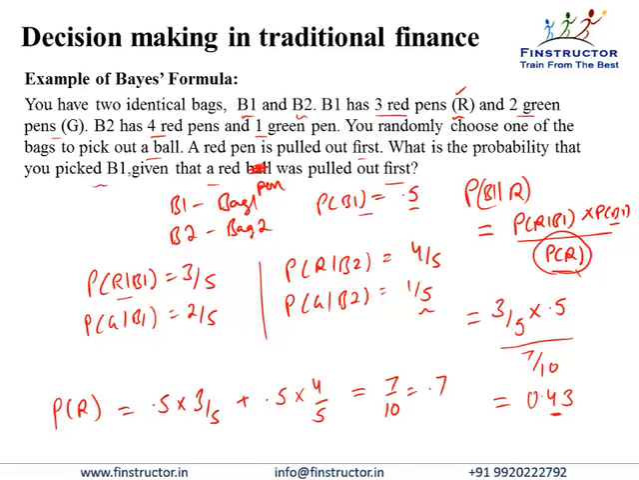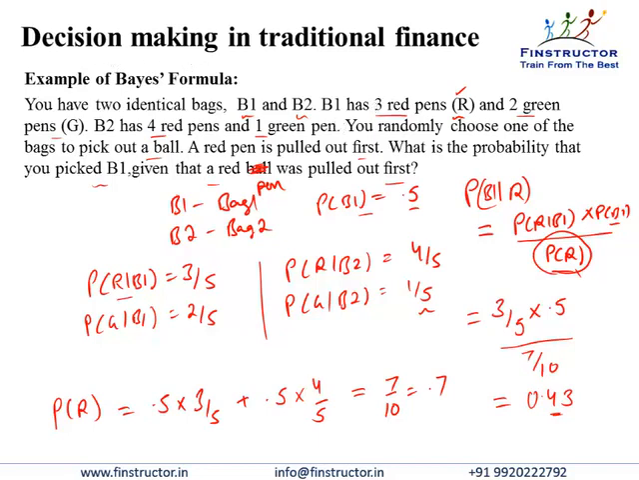Is that logical? Earlier, the probability was 50-50. If you've just randomly picked a bag, it could very well have been bag 1 or bag 2. But now that you've found a red pen, the probability of being in bag 1 has slightly come down, because there are more red pens in bag 2. So it's slightly more likely that you are in bag 2 than in bag 1.